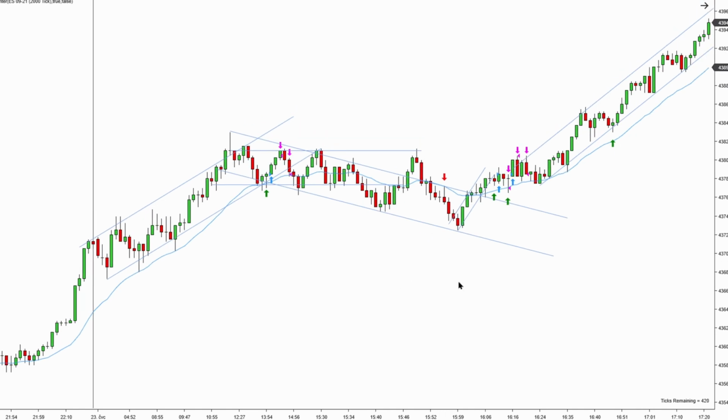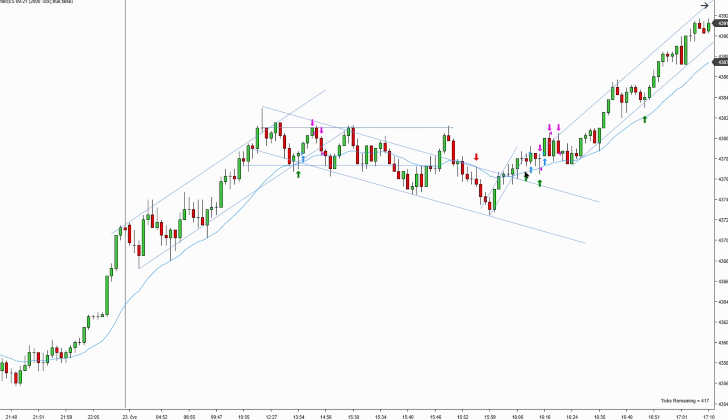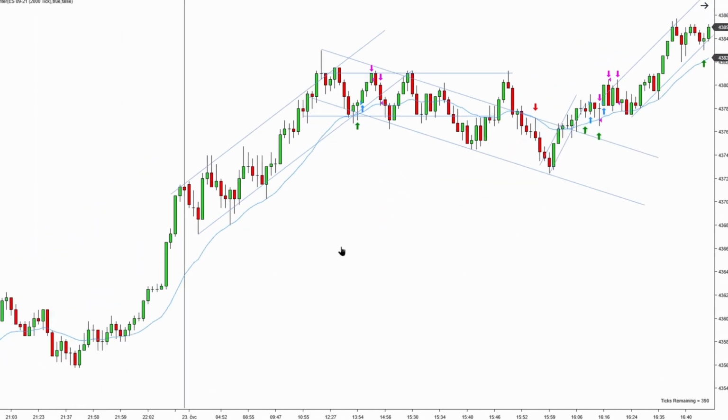So today I took 3 trades. 2 of them were winners and 1 was a losing trade. The losing trade was right here and 1 winner was right here. But let's talk first about the beginning of the day.